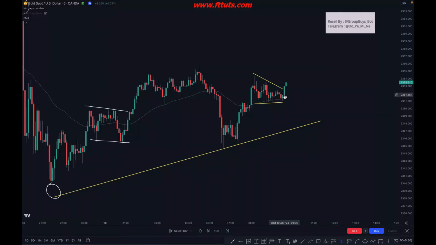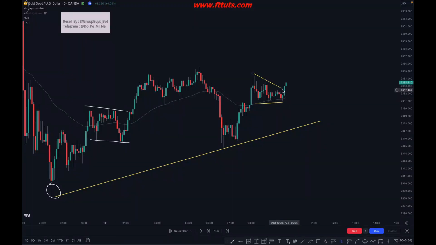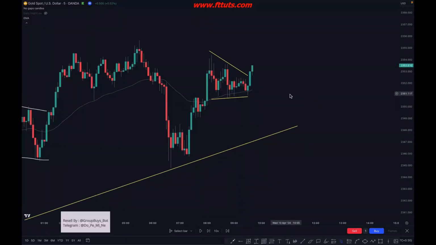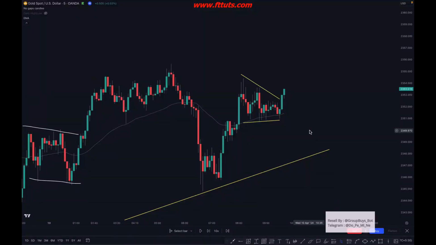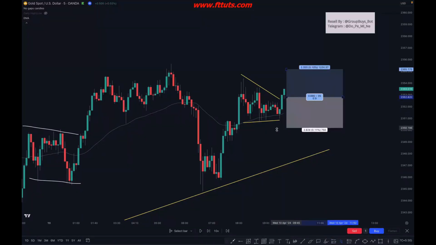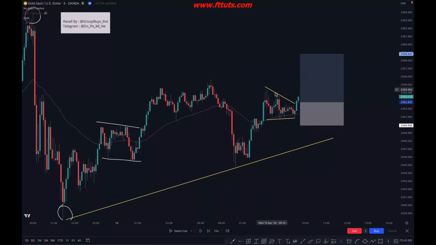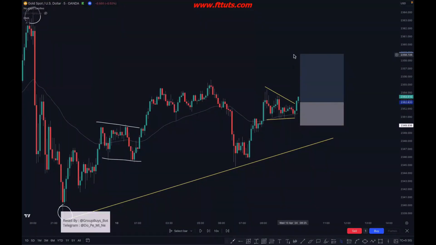Everything rejects from here with a strong bullish candle, also a breakout and rejection of this one, and it creates a very strong candlestick confirmation. So simply, what can we expect here? This is our buy setup. Put the stop loss just below it. And where is the target? The target is almost here, right? This is our entry, this is our stop loss, and this is our target.